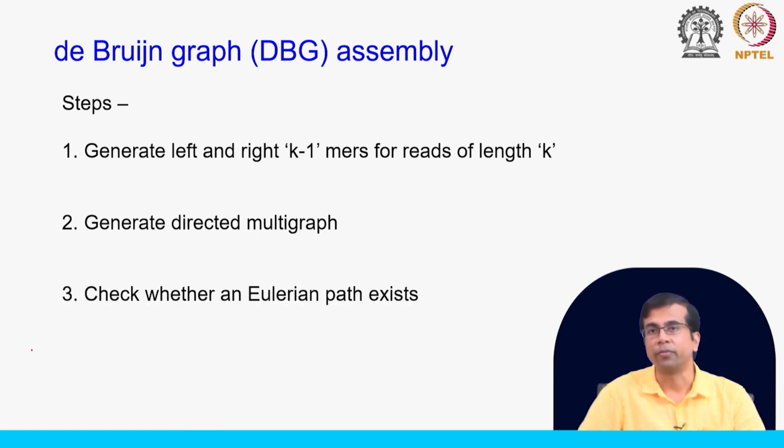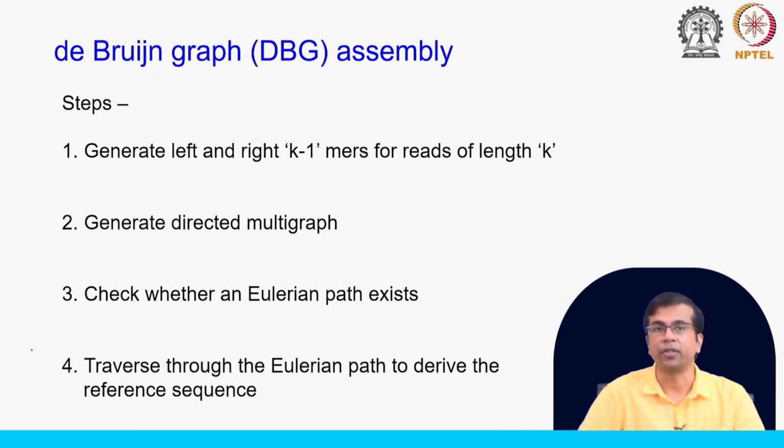In the third step, we look at the property of the graph that we have created, and we talked about these balanced and semi balanced nodes. Based on fulfillment of certain criteria, we can check whether there is an Eulerian path available in the graph. This will establish that there is an Eulerian path. We also talked about this Eulerian path: it is a path that traverses every edge exactly once, and as we traverse through the graph using this Eulerian path, we generate the reference sequence. So, we derive the reference sequence by traversing through this Eulerian path.